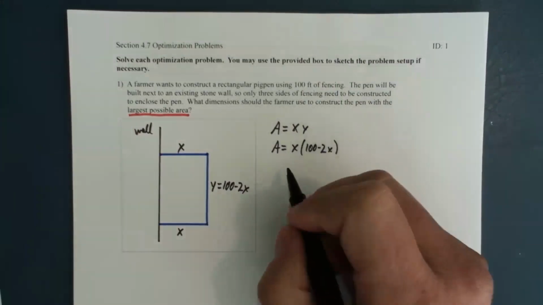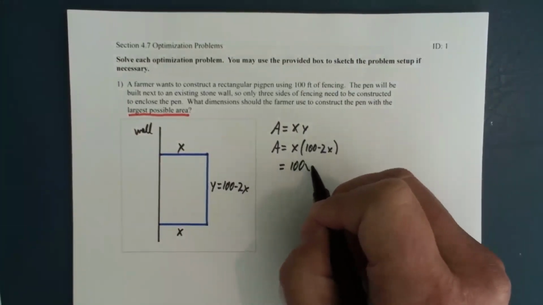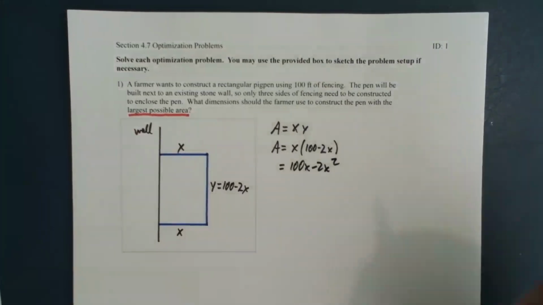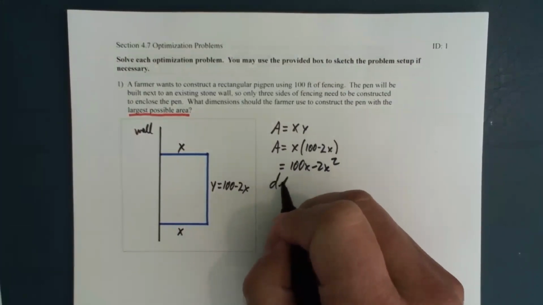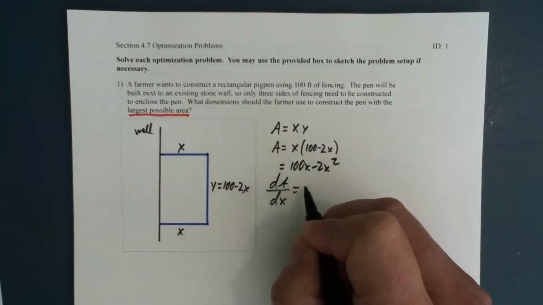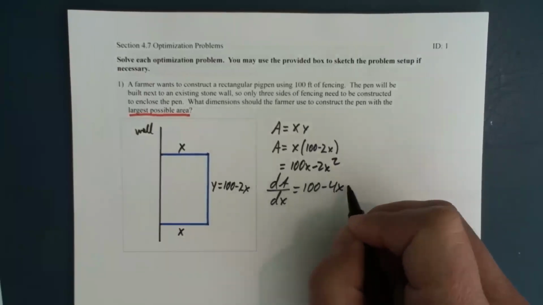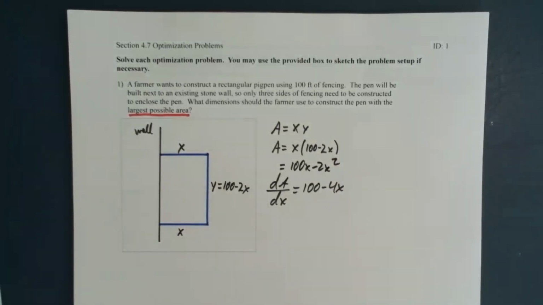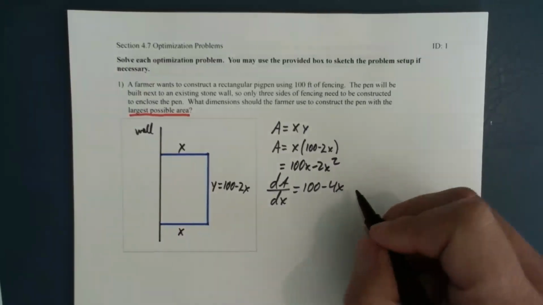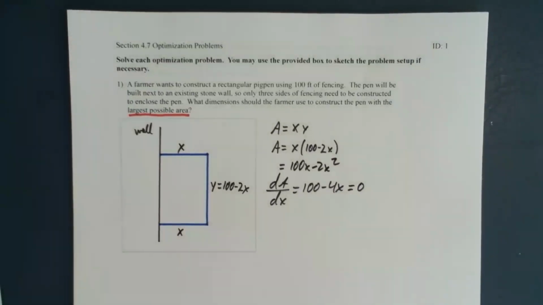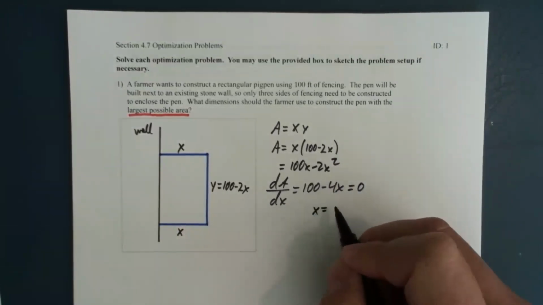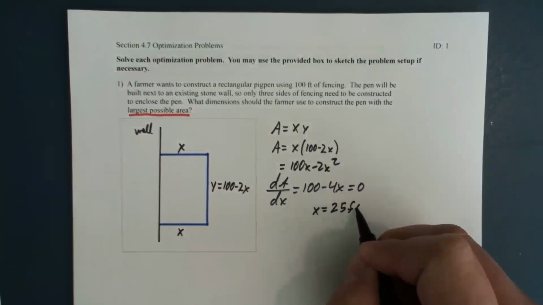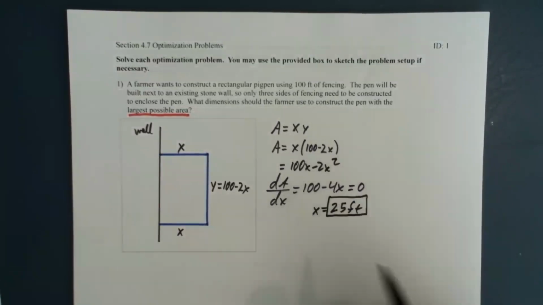All right, I'm going to go ahead and distribute here. This is 100x minus 2x squared. And what we're going to need to do is to take the derivative so that we can optimize it. dA over dx is going to be 100 minus 4x. And to optimize this, meaning we want to have the minimum or the maximum, like we've talked about in the previous sections, that means we need to set the whole piece equal to 0. And solving for x, I'm going to get that x equals 25. And that'll be 25 feet in our case. So there's one of the dimensions that's here.